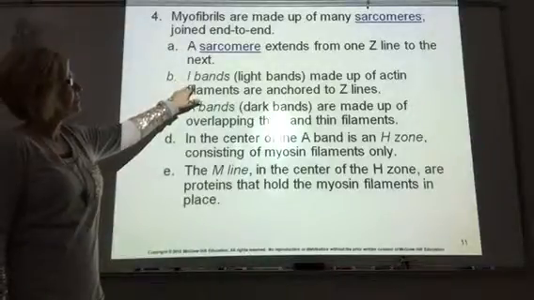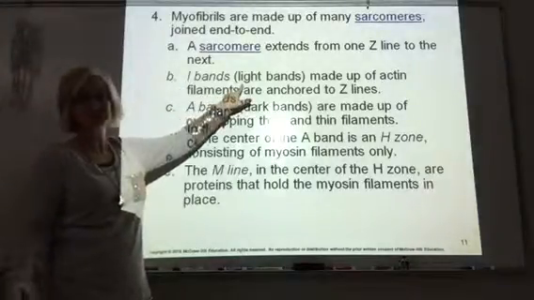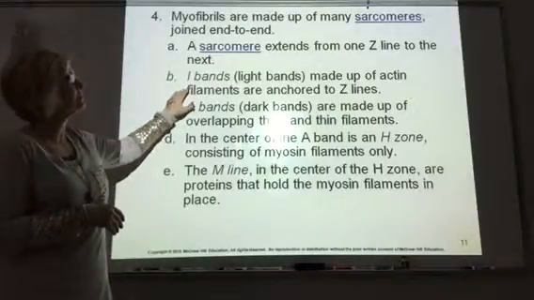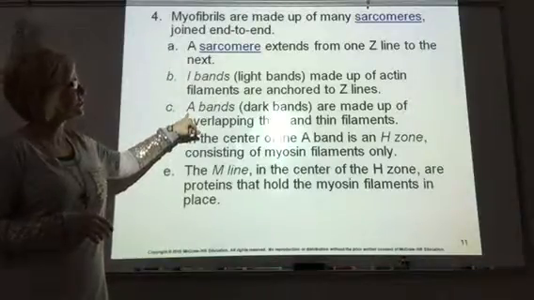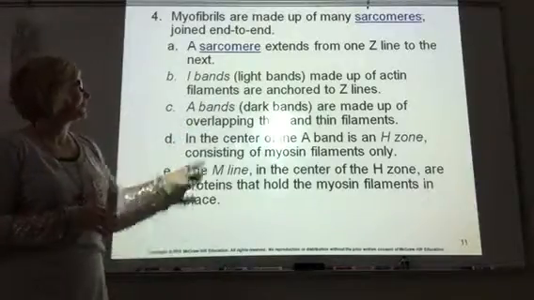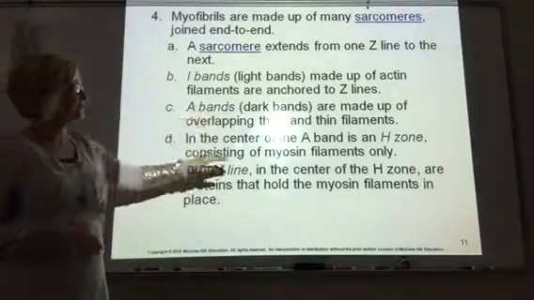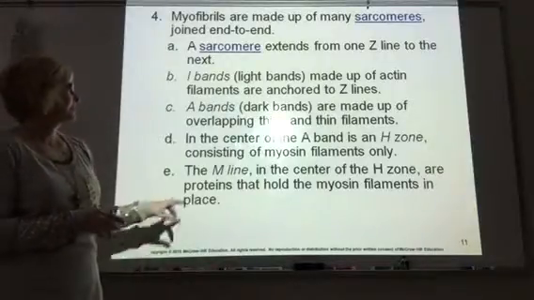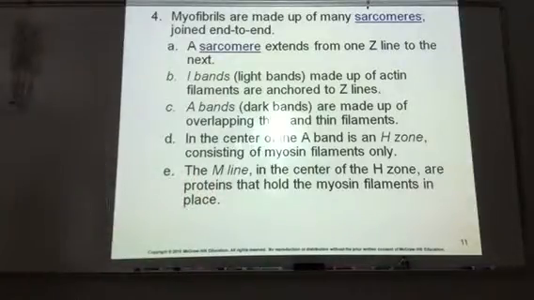I bands are light colored. If you want to pretend that I is an L, it reminds you that it's light colored. I bands are made up of actin, so they're thin filaments, and they are right next to the Z line. Your A bands are dark colored, and they're basically where your thick and thin are going to overlap. And then in the center of this A band, there's an H zone, and that's where your myosin filaments are, or your thick filaments. And then the M line is basically the spot that holds proteins.